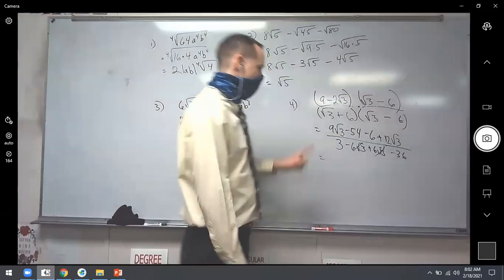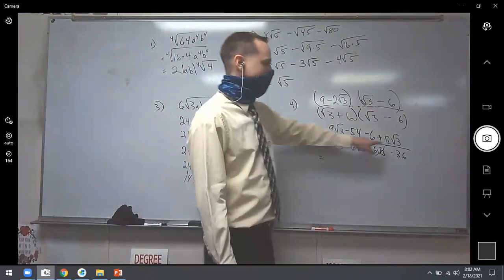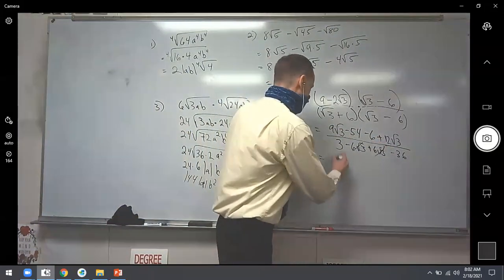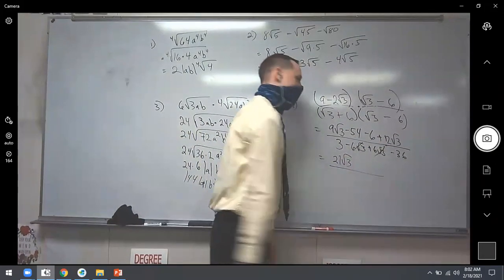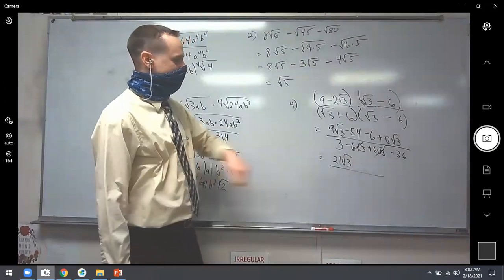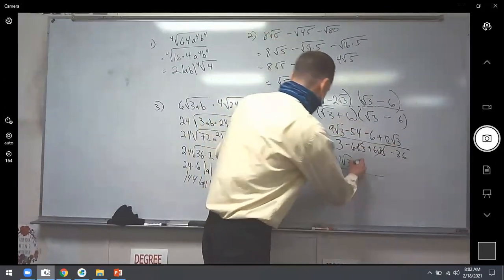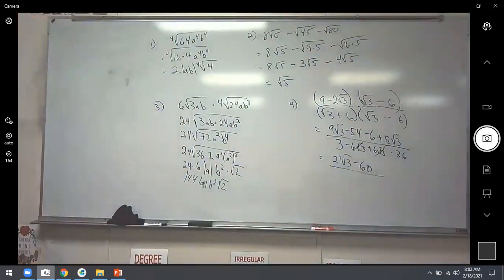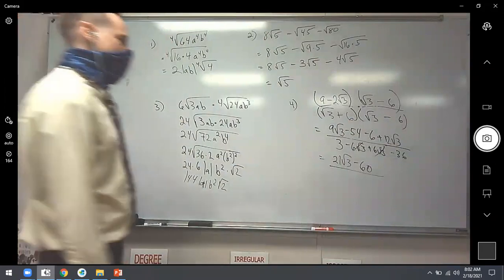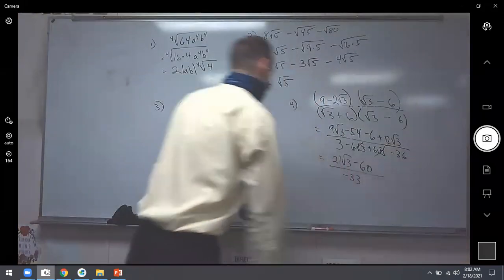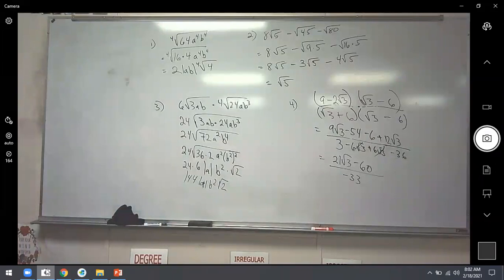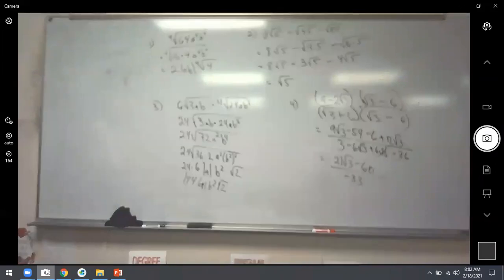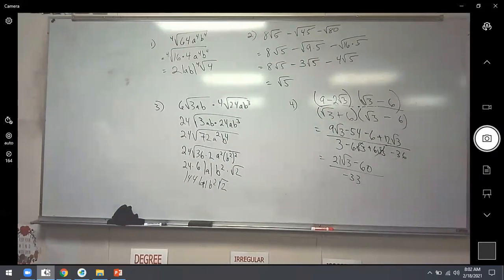Let's see what happens on top. I have 9 root 3s plus 12 root 3s. That's a grand total of 21 root 3s. On top, I also see a negative 54 minus 6. That's negative 60. And down the bottom, the only thing that remains is a 3 minus 36, which is negative 33. So that's a lot better. And that's the point of this kind of problems. See how the bottom has no longer got weird roots in it? That's the point. Okay, so that's the little mini lesson right there about conjugates.